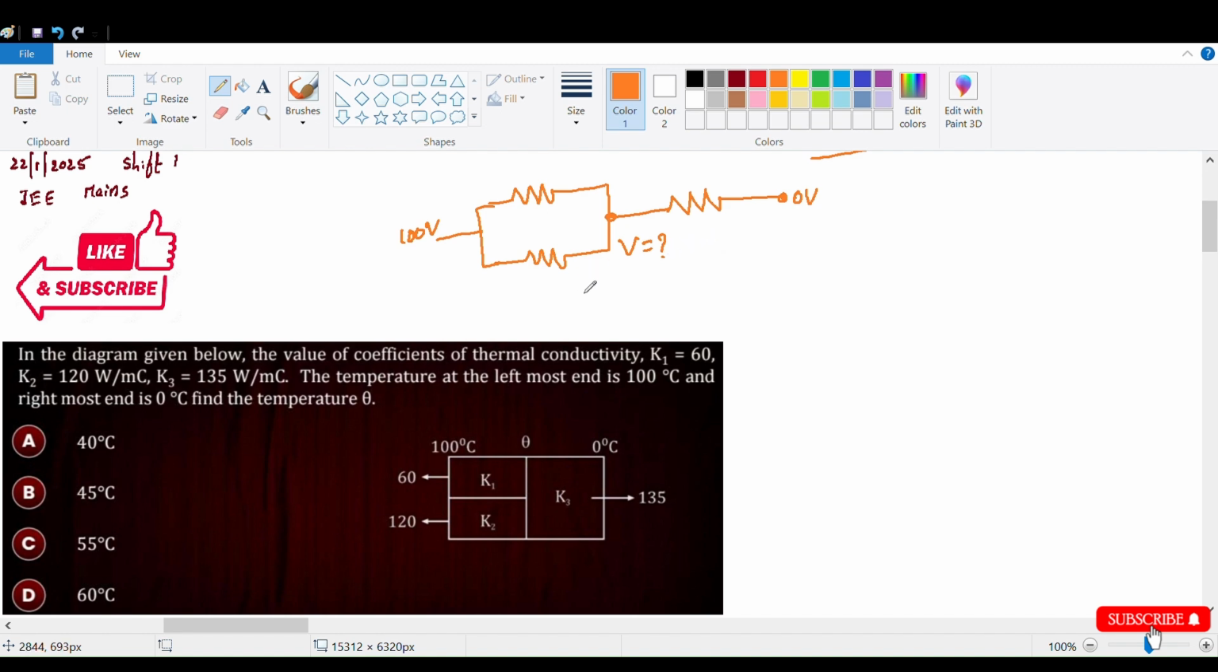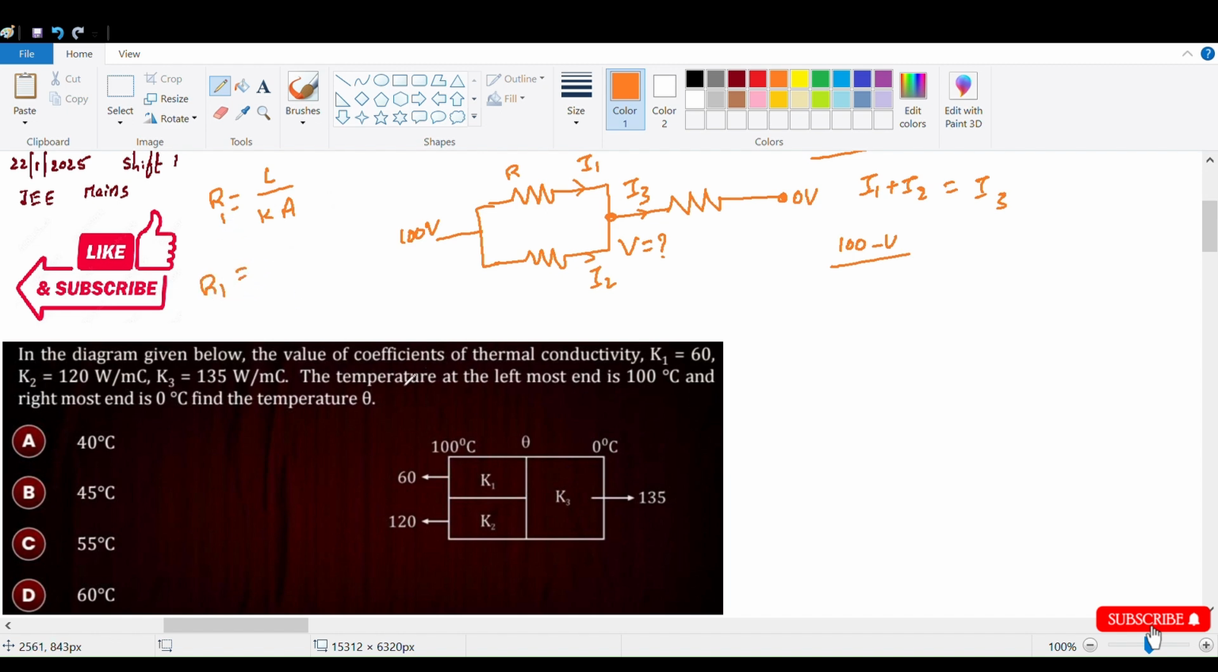So we apply KCL: current entering is equal to leaving. Let it be I1, I2, I3. So I1 plus I2 is equal to I3. I is equal to V by R. So potential difference is 100 minus V, and here you need to find R. R is equal to L by K A. R is equal to rho L by A, we know. 1 by rho is conductivity, so R is L by K A. This is the R1 you want.